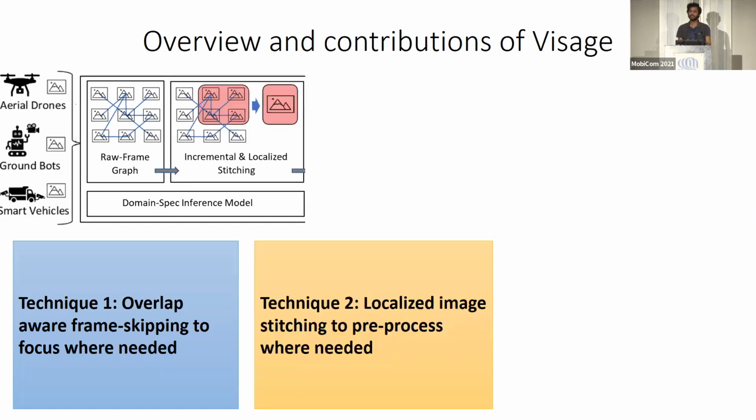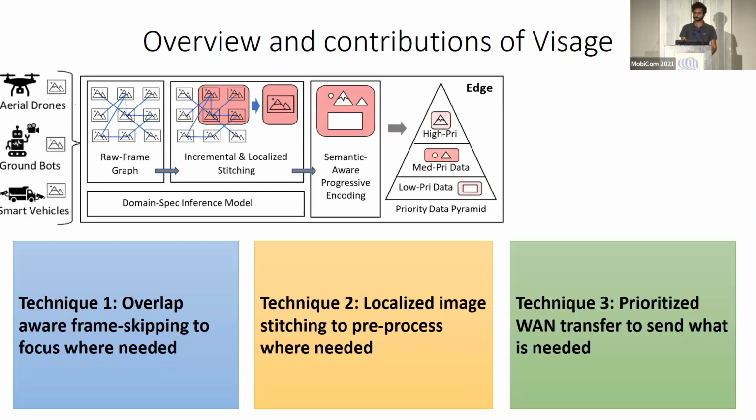Next, once we find a frame that is covering an anomalous region, we need to quickly extract all the relevant frames that capture the same area, so that we can start the stitching process. So we have a data structure that enables us to do exactly this.